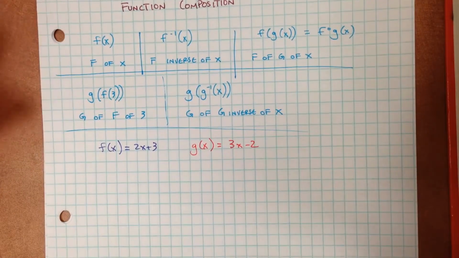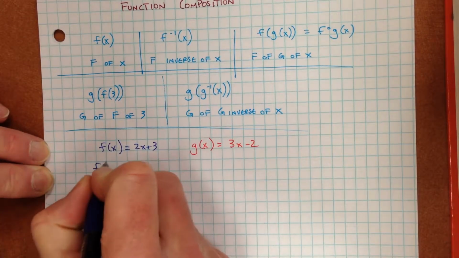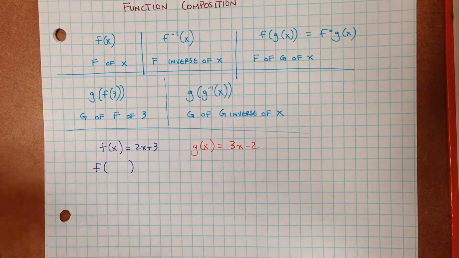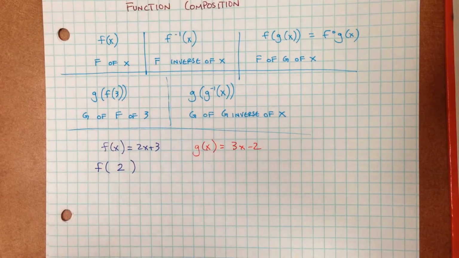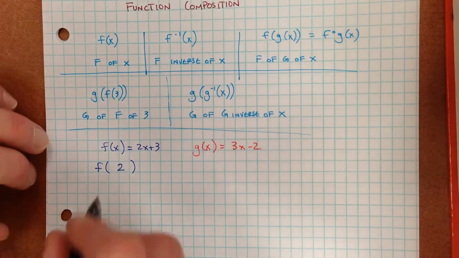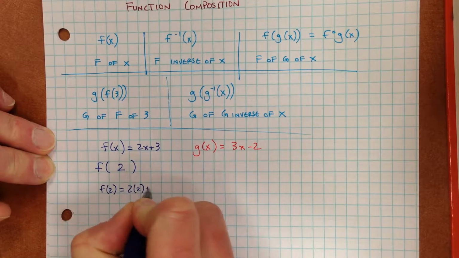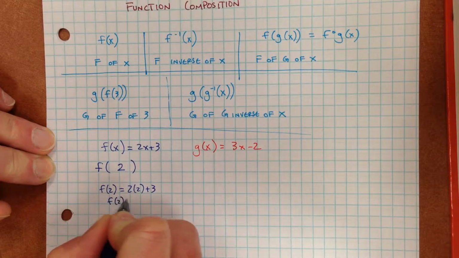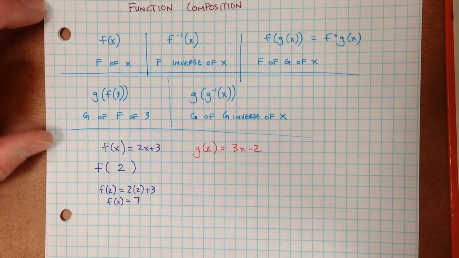Okay, those are our two functions right there. We're going to be doing some composition. We're going to be putting them together. We're going to be substituting some things together. We're going to be finding some inverse. Sounds like a lot of fun right here. So let us first start with, how about f of 2. What this means is I am inputting 2 where the x value is. So it would be f of 2 equals 2 times 2 plus 3. So f of 2 equals 4 plus 3, which is 7. Okay, you've been doing that for a long time.